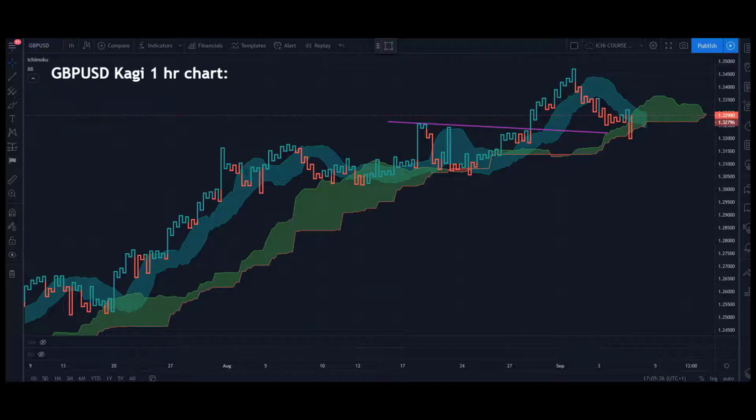And like I said, this is our first look at starting to put together Kagi as a strategy tool with other indicators. But again, remember, the importance of this section is the Ichimoku cloud.